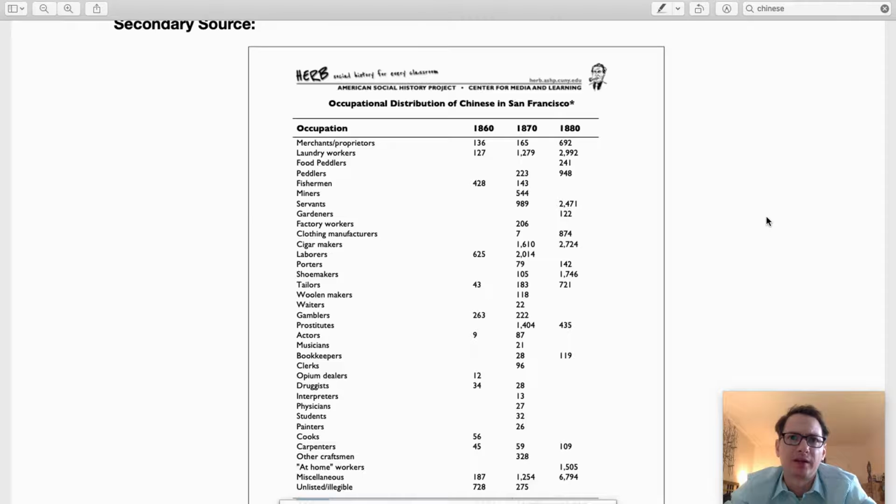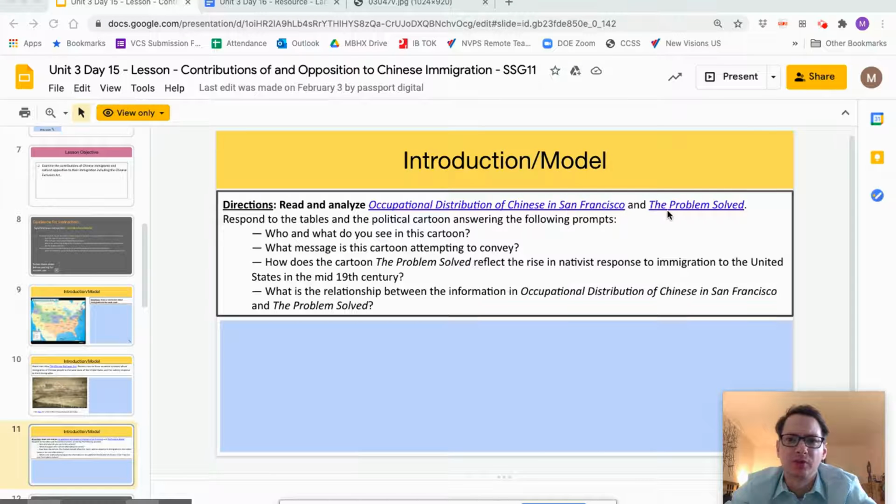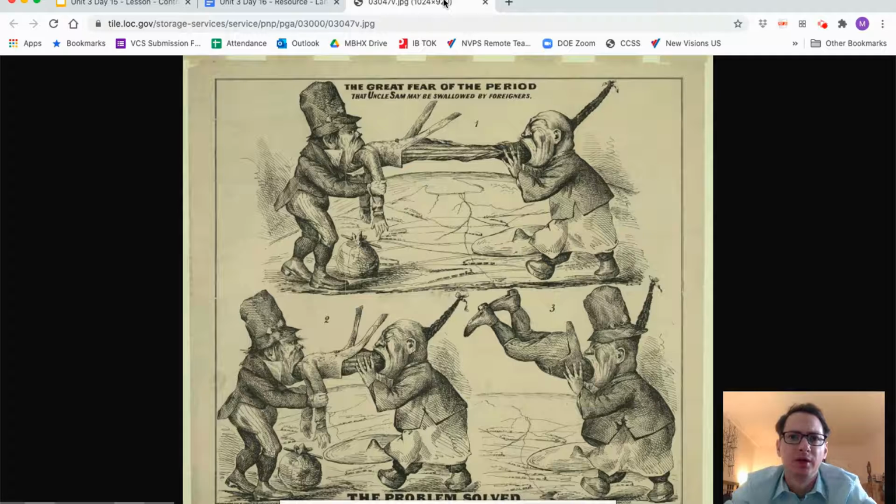When we're done analyzing this table and it's time for us to move on to the cartoon, which I'm going to pull up right here, it is important for the students to be aware that yes, this cartoon does depict immigrants in hurtful, offensive ways, and despite being completely unacceptable in today's world, back during the era that we are studying, it was more accepted.